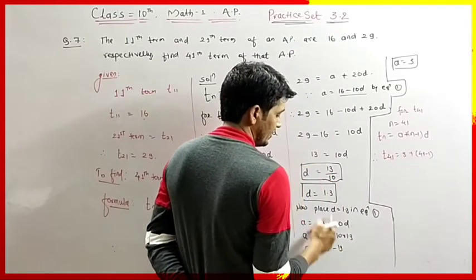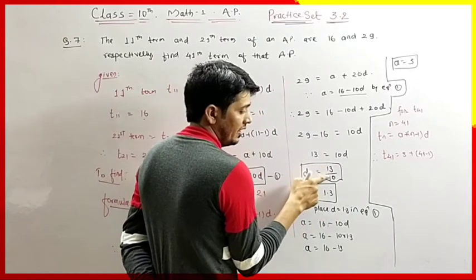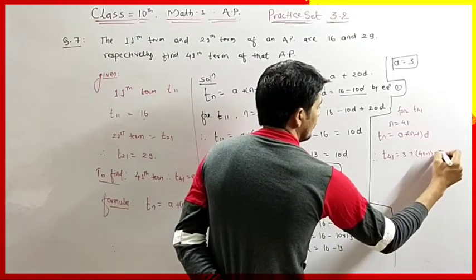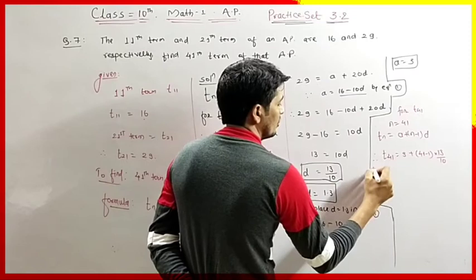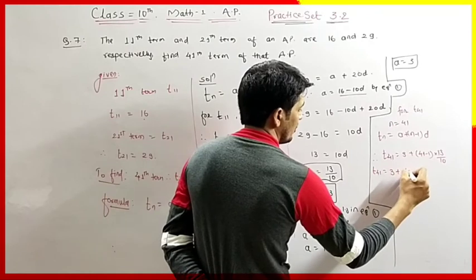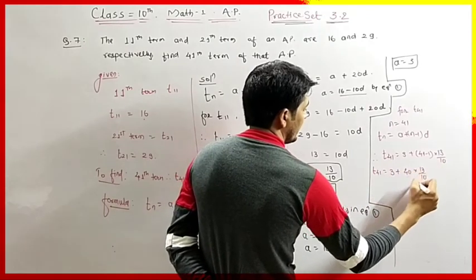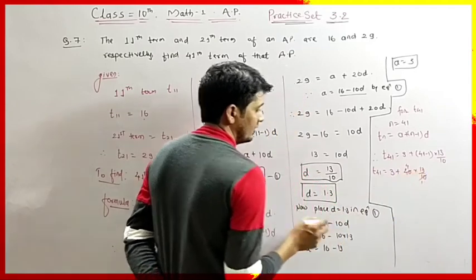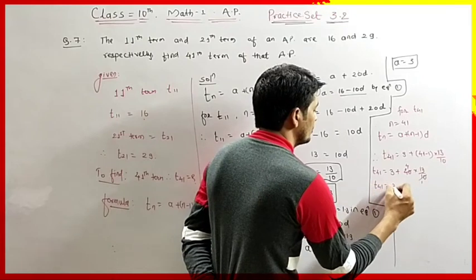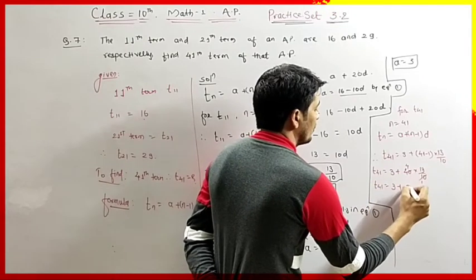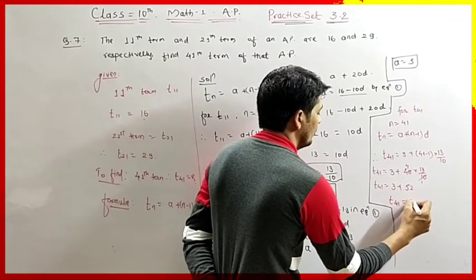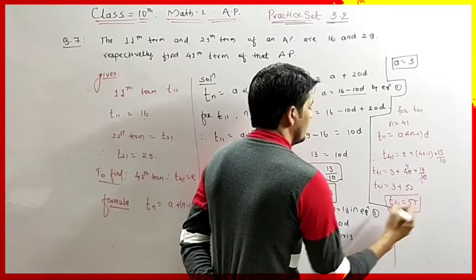What is d? You can write 13 divided by 10, or 1.3. So we are writing 13 divided by 10. So T41 equals 3 plus 41 minus 1, which is 40, into 13 divided by 10. 10 1s are 10 and 10 4s are 40. So 13 4s are 52. So T41 equals 3 plus 52, which is 55. So T41 equals 55, and this is our answer.